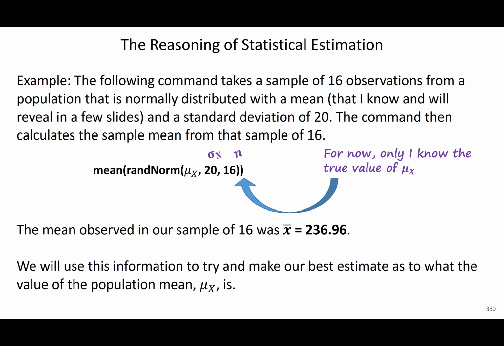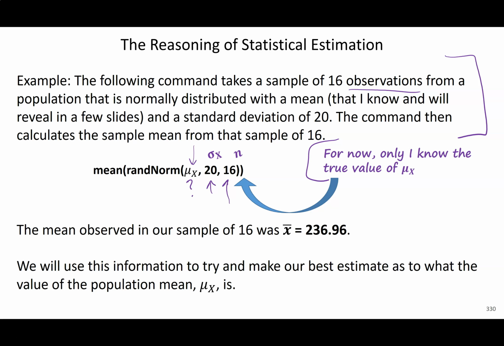So some of the reasoning behind our confidence interval here. Here's an example. It comes from a calculator command, but you don't need to worry about running it. What I did is take a random sample of 16 observations from a population that's normal. It has a mean mu, but we don't know what it is, or I do, but y'all don't know what it is. The standard deviation is known to be 20, and I took 16 of them. So right now, I know the true value of mu.